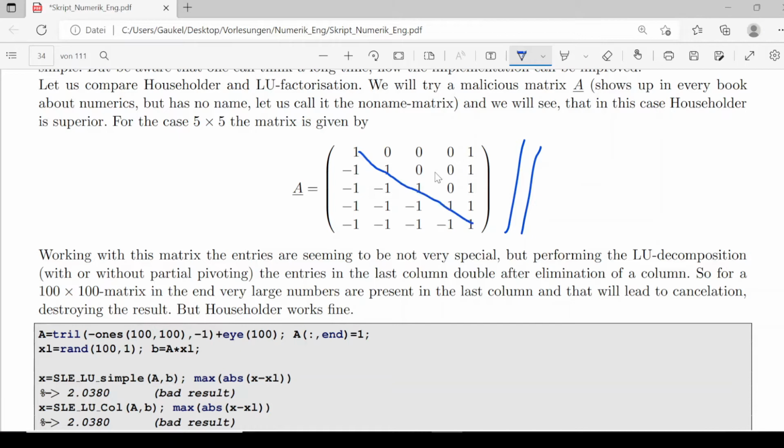Here it's like the identity matrix. Here we have also ones, and below the diagonal we have every entry being -1. And what is the malicious thing about that matrix? It will fool the LU decomposition, and we want to test if it also fools the QR decomposition. First, I want to show you the problem for the LU decomposition.